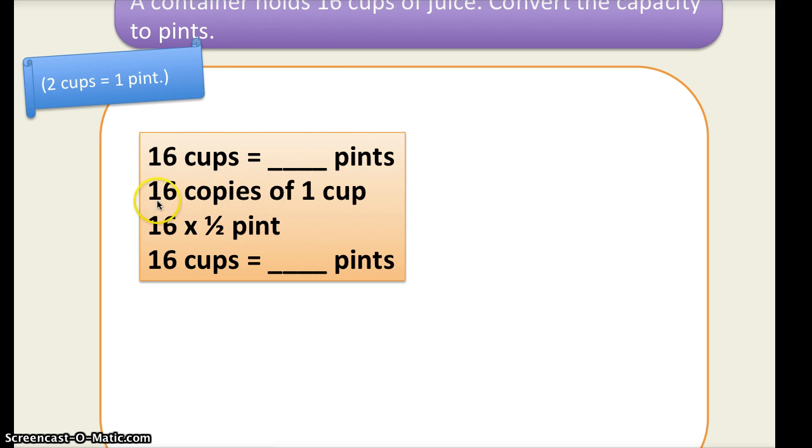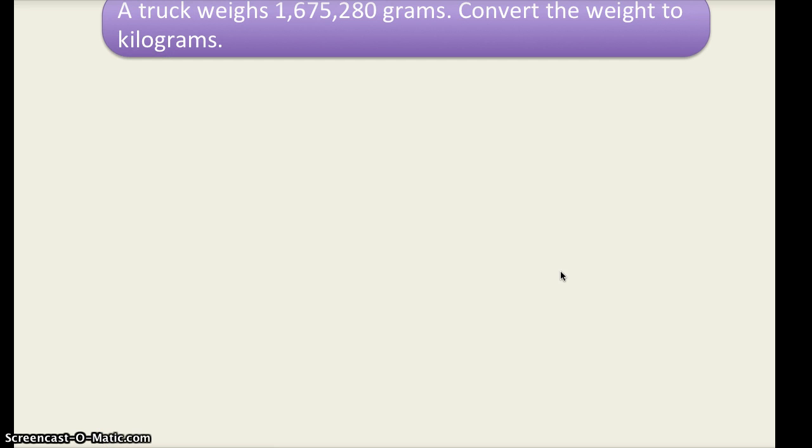So that's the same thing as saying 16 copies of 1 cup. And now I'm changing my 1 cup into my unit that I want. So I know that there are 2 cups in 1 pint. So 1 cup makes 1 out of 2 cups to equal 1 pint. So 16 times a half. And what do you get when you multiply 16 times 1/2, or take half of 16? You get 8 pints. Okay, last one.